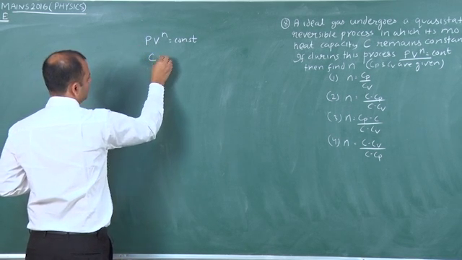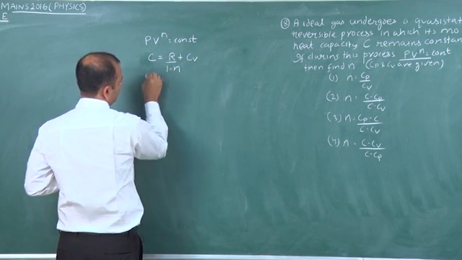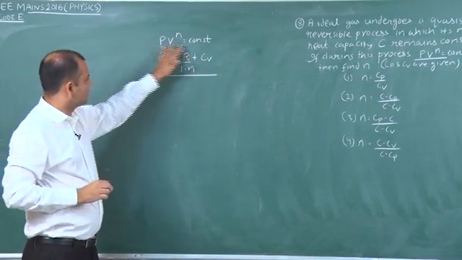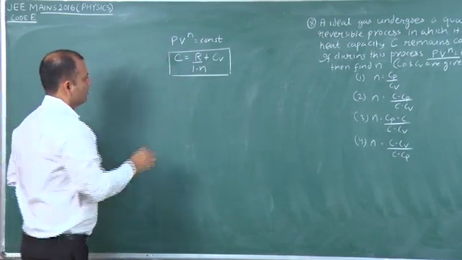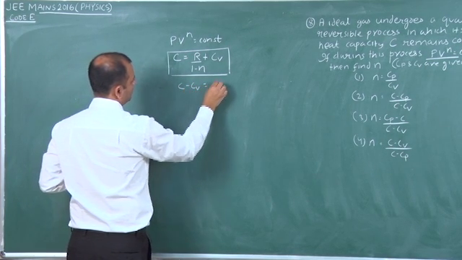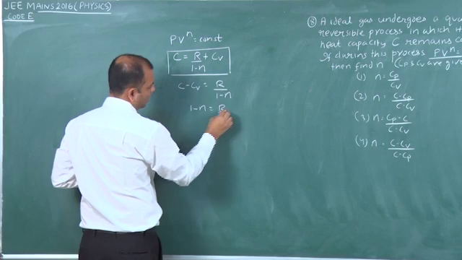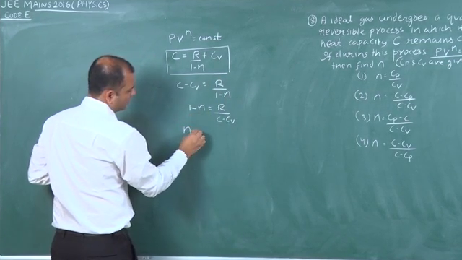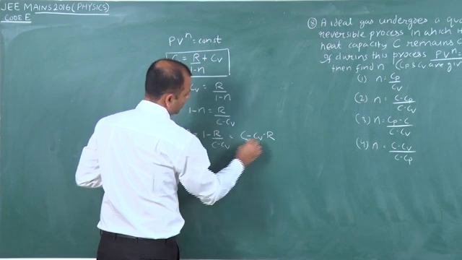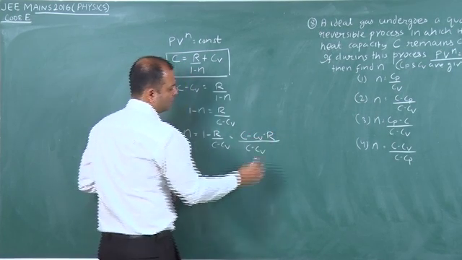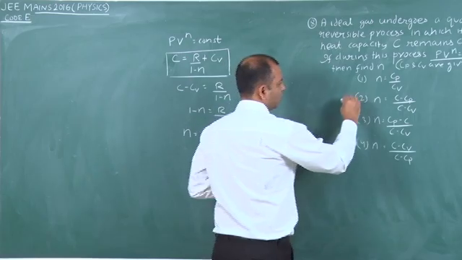The formula for heat capacity in a polytropic process is C equals Cv plus R plus R by 1 minus n. I hope all of you are aware of it, otherwise you would have to derive this formula inside the examination hall. We will assume that you know this and proceed from here. So, that gives you C minus Cv equal to R divided by 1 minus n. So, 1 minus n equals R divided by C minus Cv. So, you have n equal to 1 minus R divided by C minus Cv, which is equal to C minus Cv minus R upon C minus Cv. You can say that Cv plus R is Cp. So, that is equal to C minus Cp divided by C minus Cv. So, obviously 2 is the correct option.